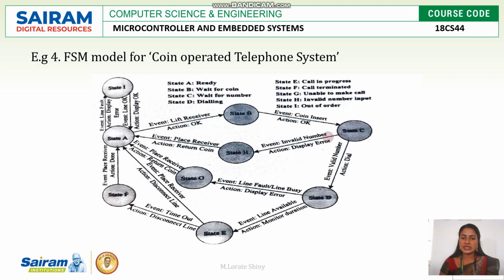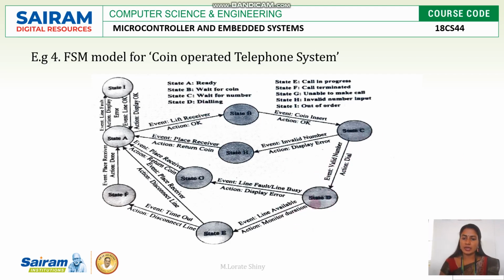Okay. So when he dials an invalid number, then the state will go to state H. State H is nothing but invalid number input. So when that happens, he will put the receiver back. Okay. So the event is that he places the receiver back. He gets the coin back, and the state will go to the initial state A. Or if he dials a valid number, then the state is D. D is nothing but dialing. Okay. So again two things can happen.